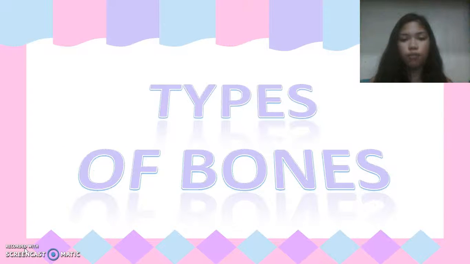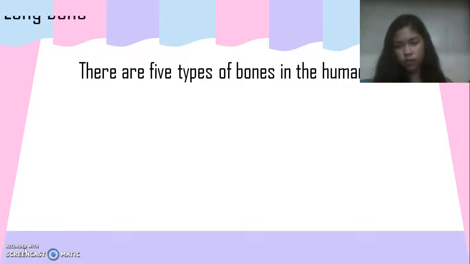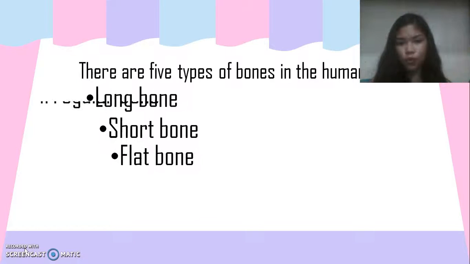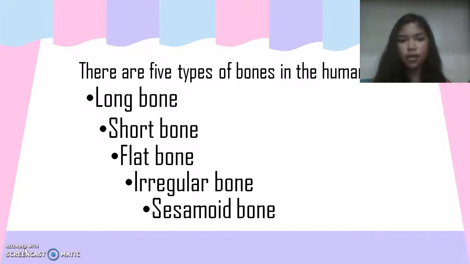Types of bones. Do you know what are the types of bones? There are five types of bones in the human body: the long bone, short bone, flat bone, irregular bone, and the sesamoid bone. First, let's talk about the long bone.